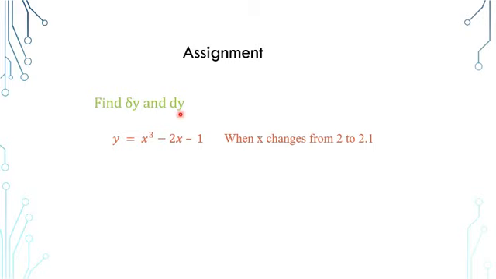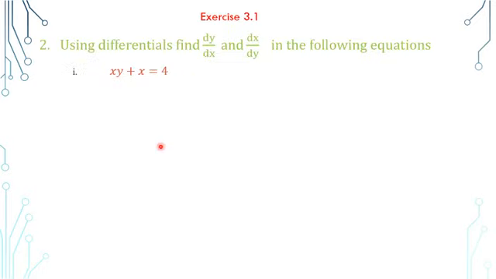And for the value of dy, applying the differential, left hand side will be dy, right hand side will be 3x square dx minus 2 dx minus 0 dx, means that 3x square dx minus 2 dx. Replace the values of x and dx, we will get the final result. This question is your assignment.